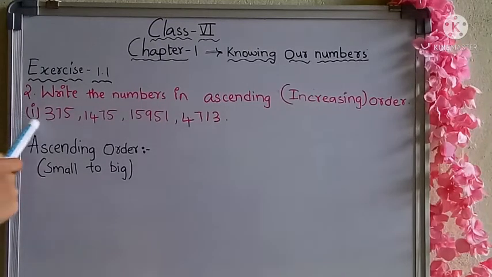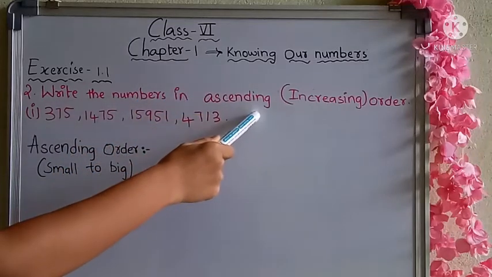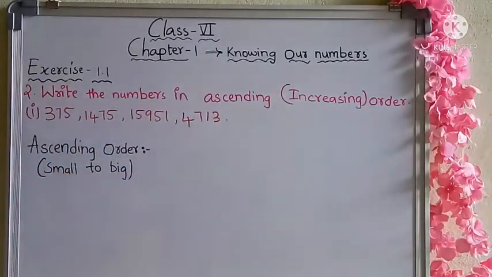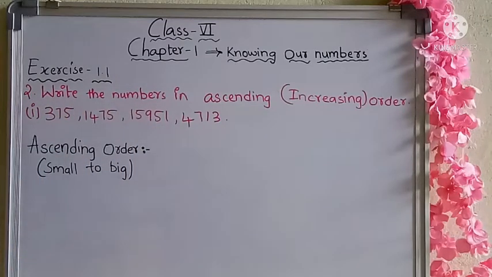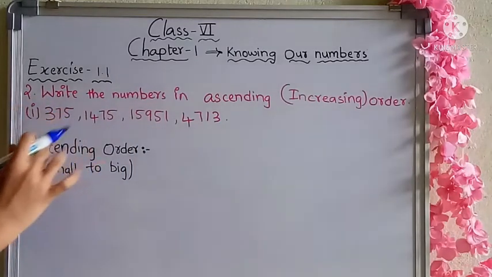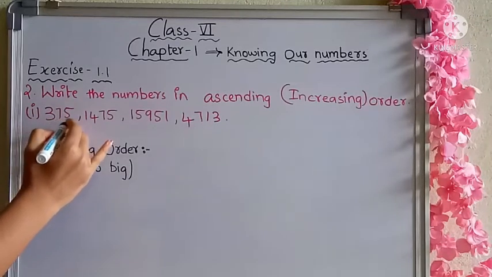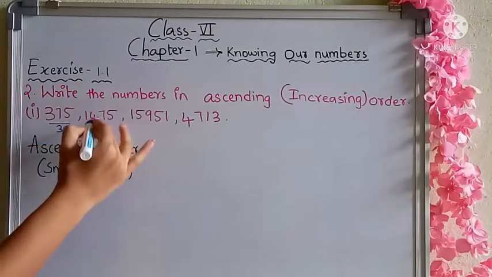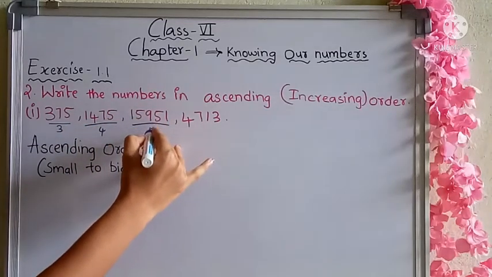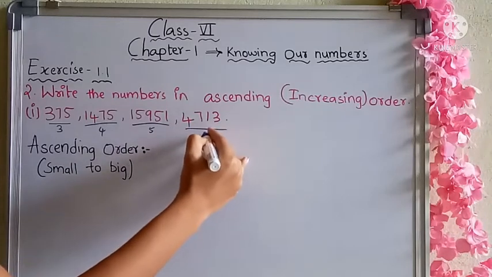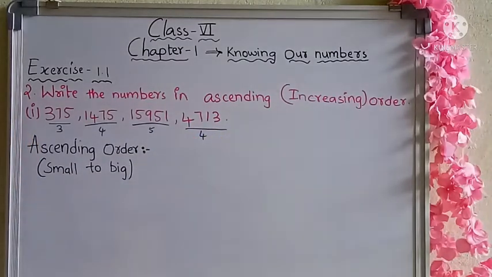So the second question says to write the numbers in ascending or increasing order. Okay. So now we have to do this in ascending order. Ascending means small to big. So now we have to check which is the smallest number from this group. Now let's count the digits in it. So it has 1, 2 and 3. It has 3 digits. And it has 4 digits. It has 5 digits. It has 4 digits. So by this we can say the 3-digit number is the smallest number.